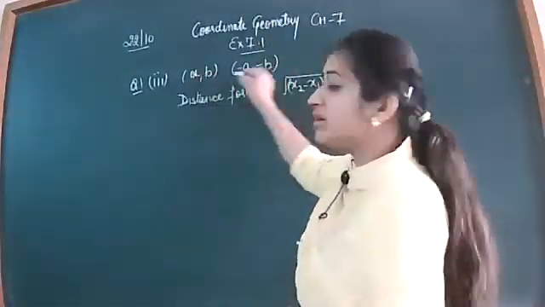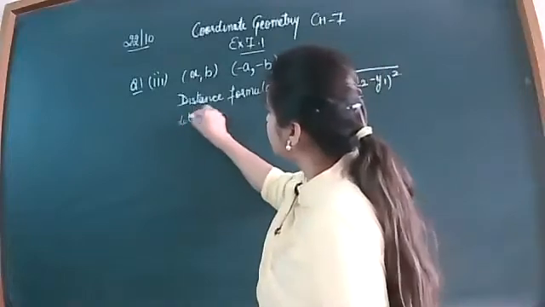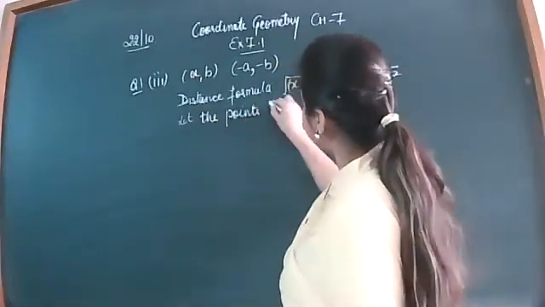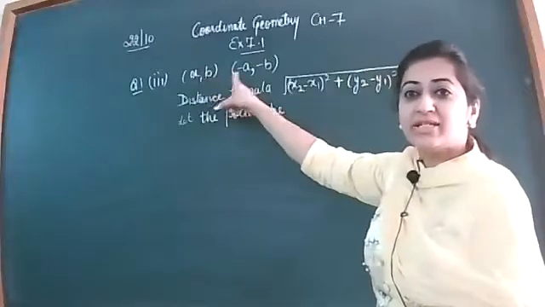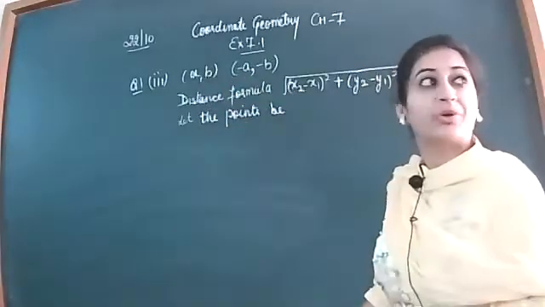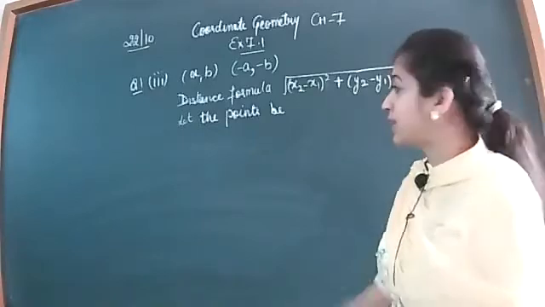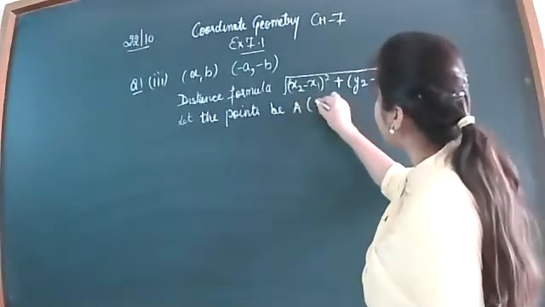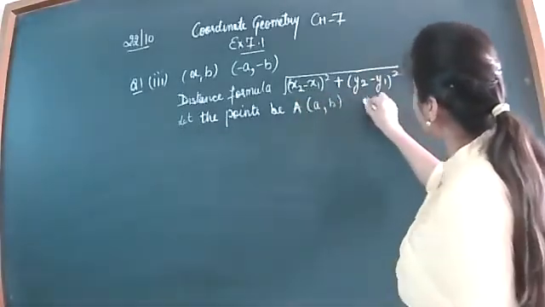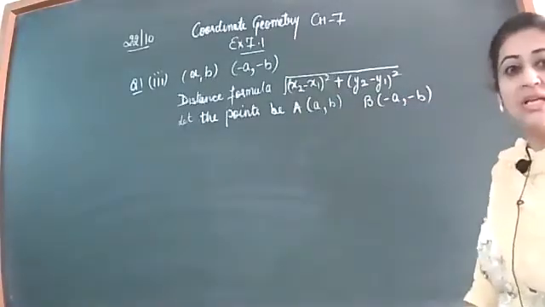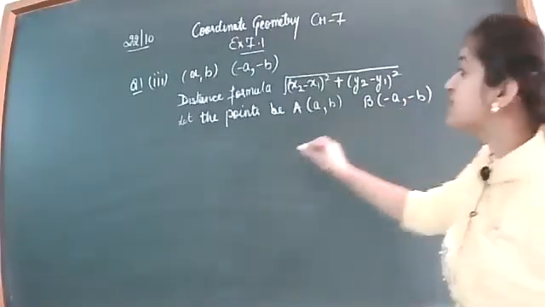So let's give the name. Let the points be, I'm giving it the name AB. If you want to give CD, XY, EF, any alphabet you can give. So I'm writing here A as A comma B and capital B as minus A comma minus B. So let's find the distance between these 2 points.